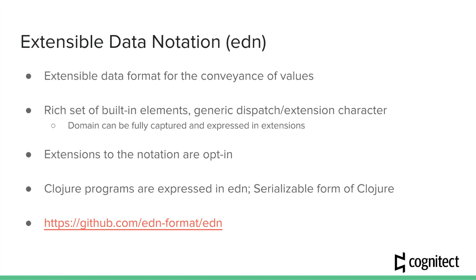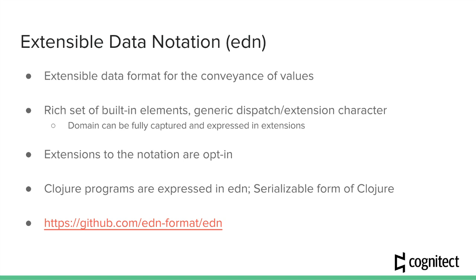And extensions to the notation are opt-in. That means your extensions for your domain don't break my code, and my extensions for my domain don't break your code. But if our domains overlap, we can use those extensions to talk about the problem in a more fluid way. And so why do I start with EDN when I talk about Clojure? Well, Clojure programs themselves are expressed in EDN. EDN is the serialized form of Clojure. You can read more about the format at this GitHub repository at the bottom, edn-format.